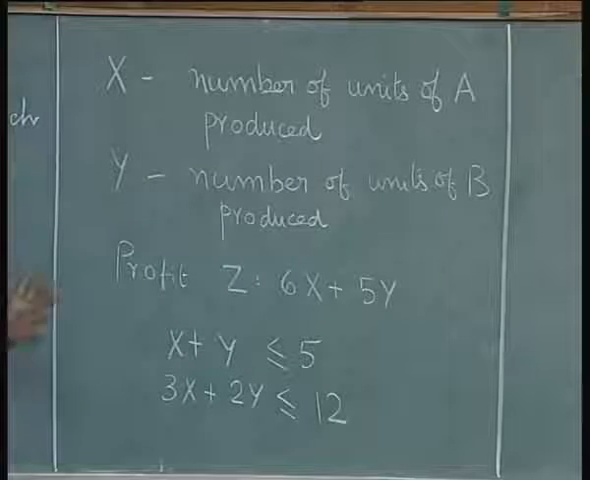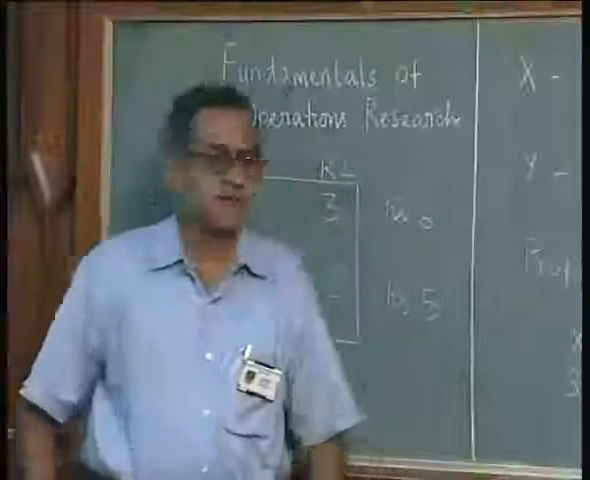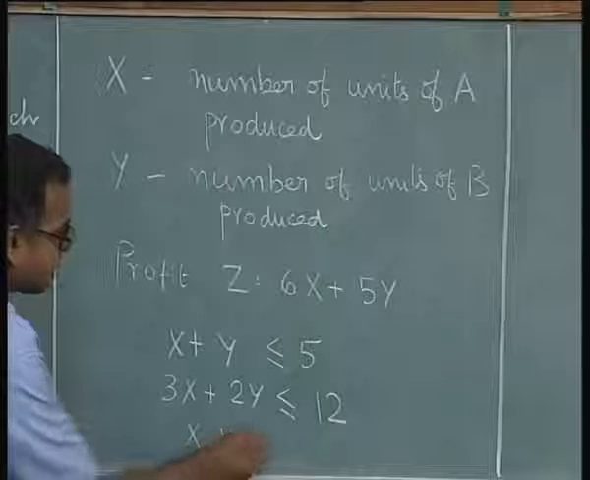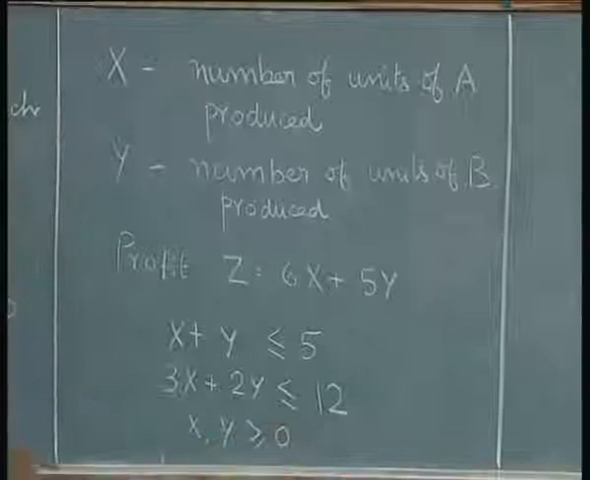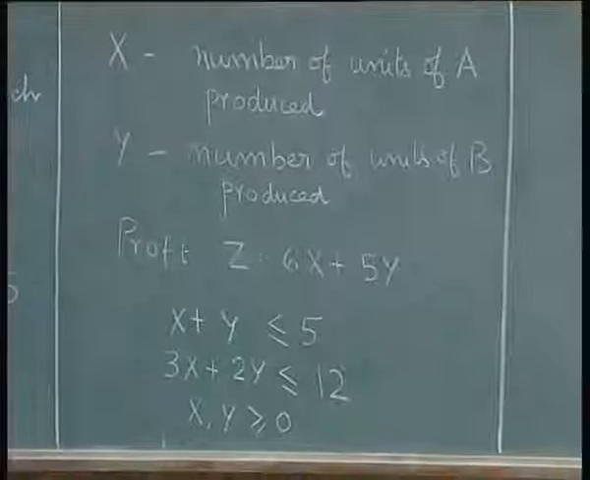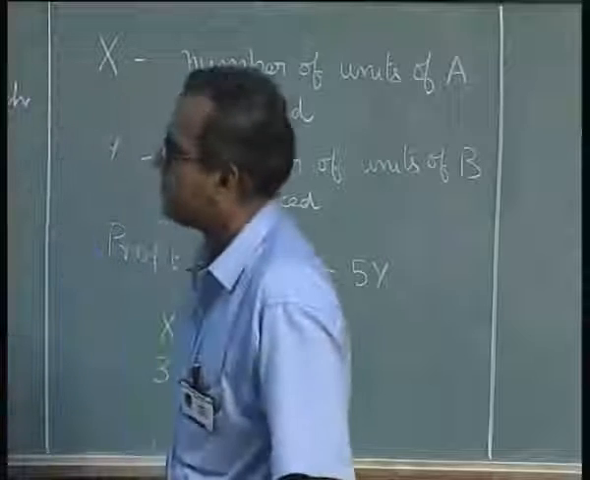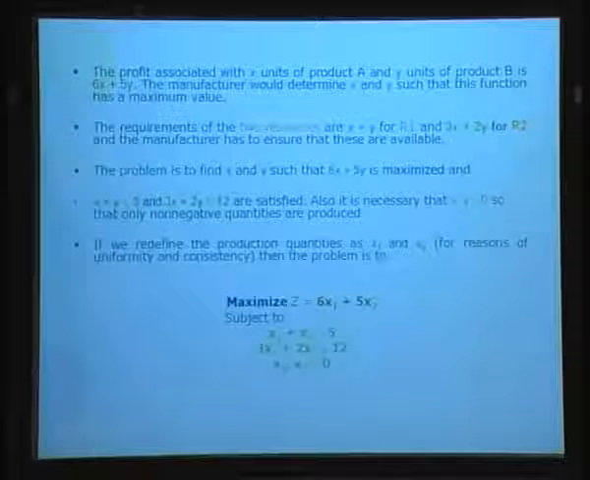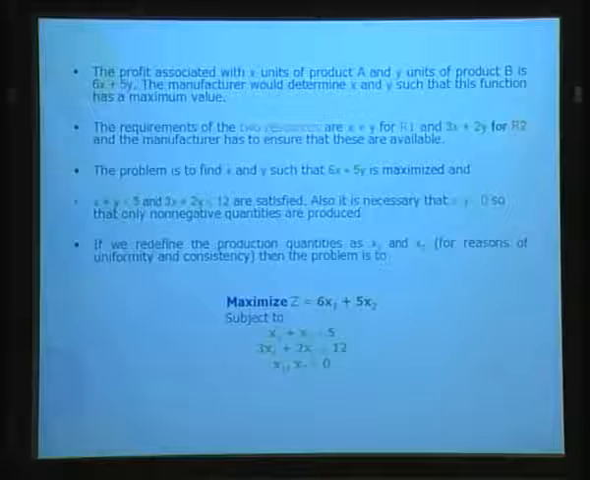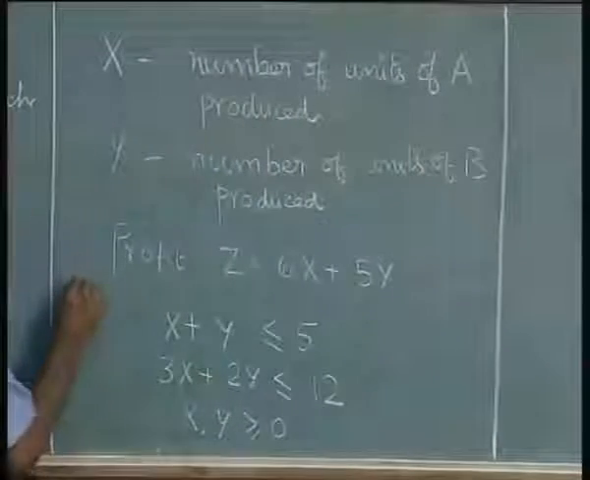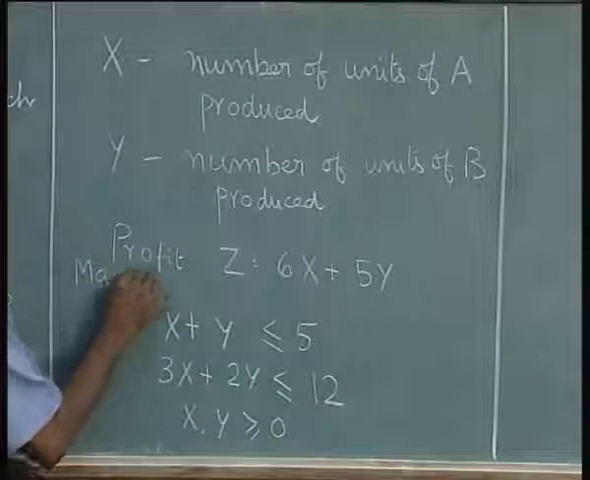Also we need to explicitly state that this manufacturer will make X and Y greater than or equal to 0, that is, the person cannot produce negative quantities of X and Y. Now you can see this here in this PowerPoint slide. Since the person wants to maximize the profit, the profit function Z is to be maximized.